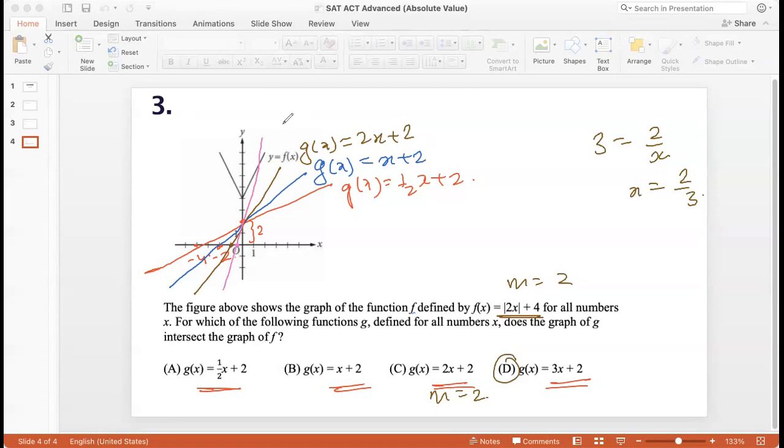So in a question like this, it's always a good idea to plot and see how the graphs are looking, and look at the way the slope behaves before you choose your answer.